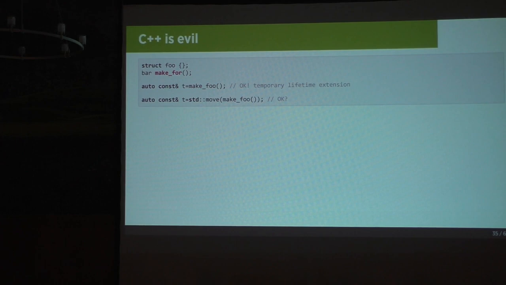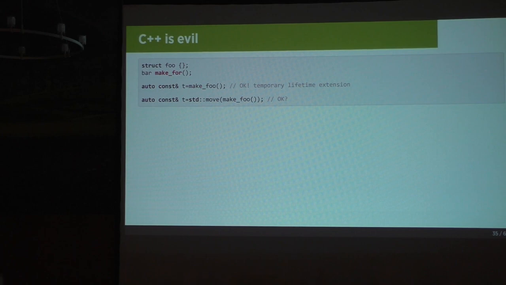How about this? It's bad. So as soon as you take that R value and pass it through something, it's broken. It doesn't create the temporary lifetime extension anymore. And this is terrible, because it really makes the language inconsistent. This temporary lifetime extension is this thing that they invented to paper over a problem that they didn't have the right tools for. There are other things in the standard that go in the same direction.